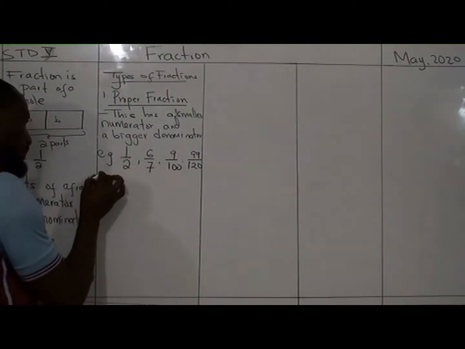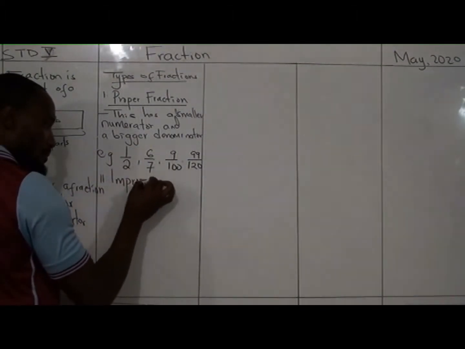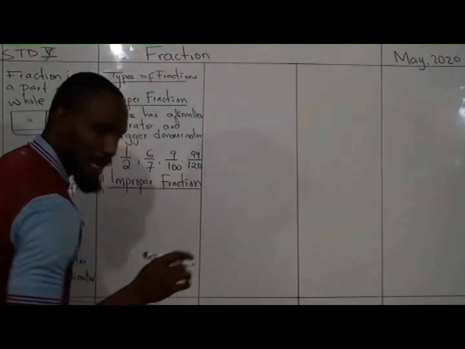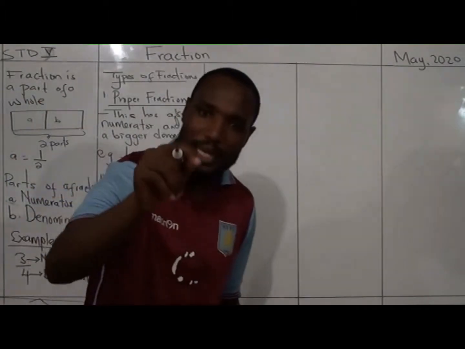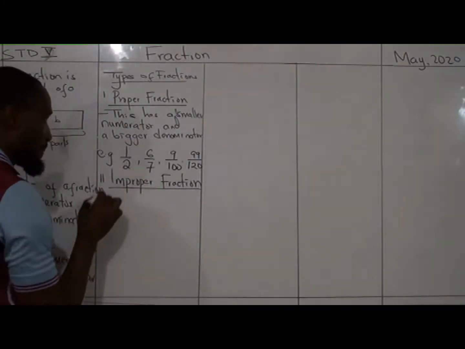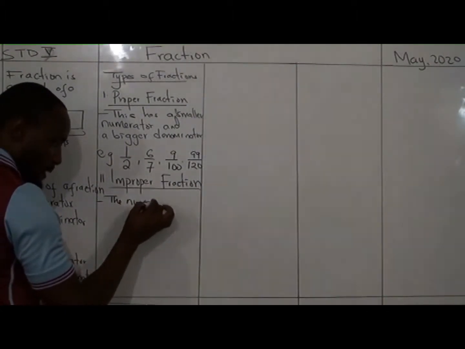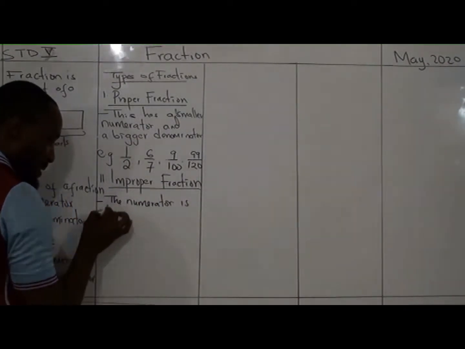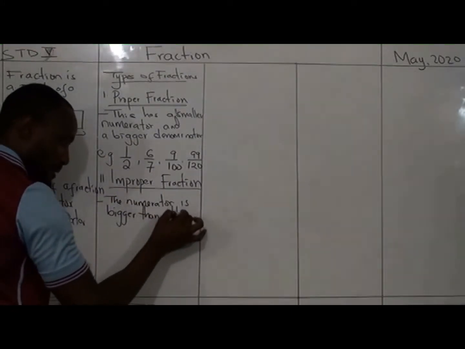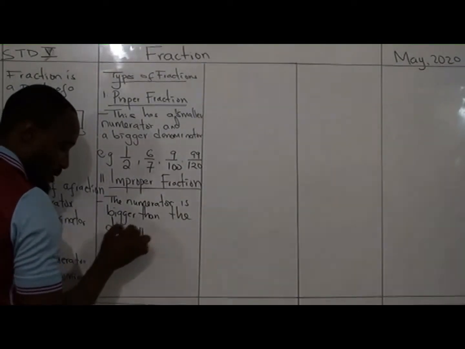The next type of fraction is what we call improper. Can you say improper? Improper fraction. Now, improper fraction is whereby the numerator is bigger than the denominator. Say it again. The numerator is bigger than the denominator.